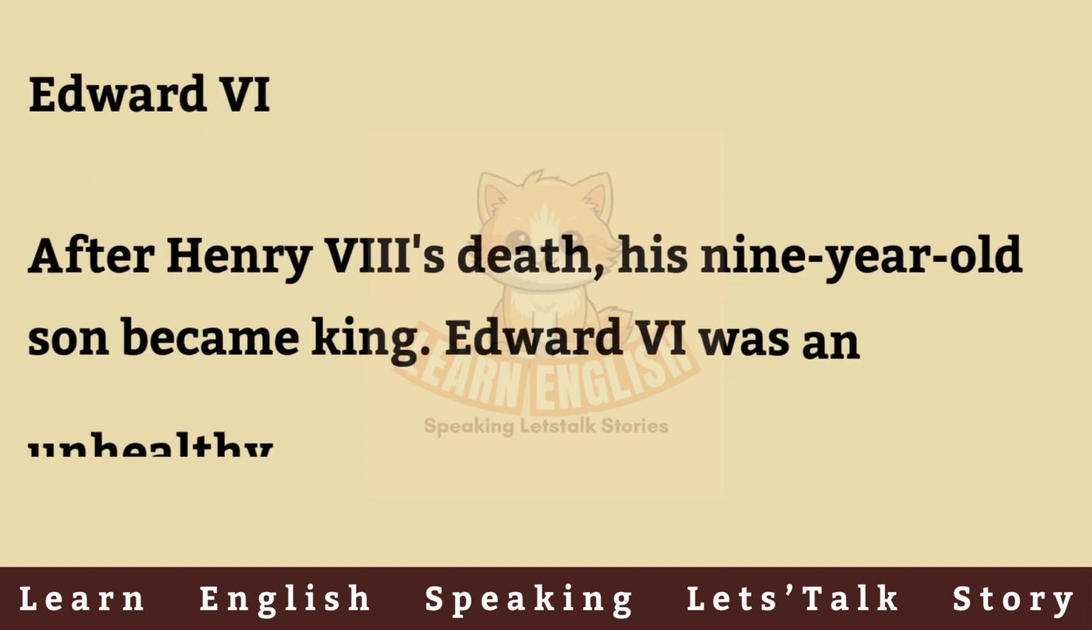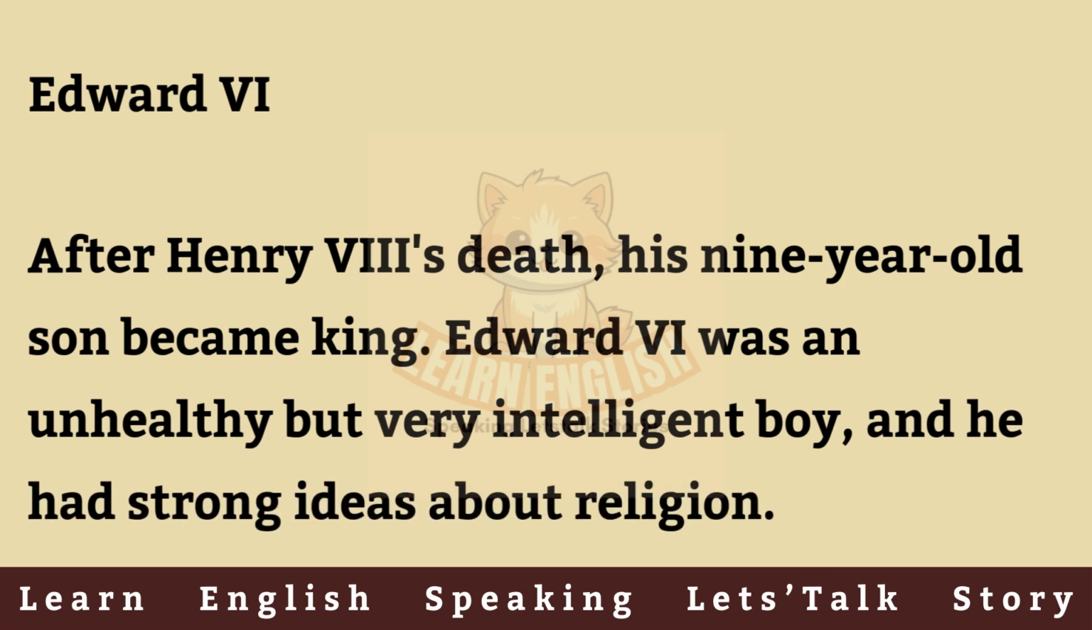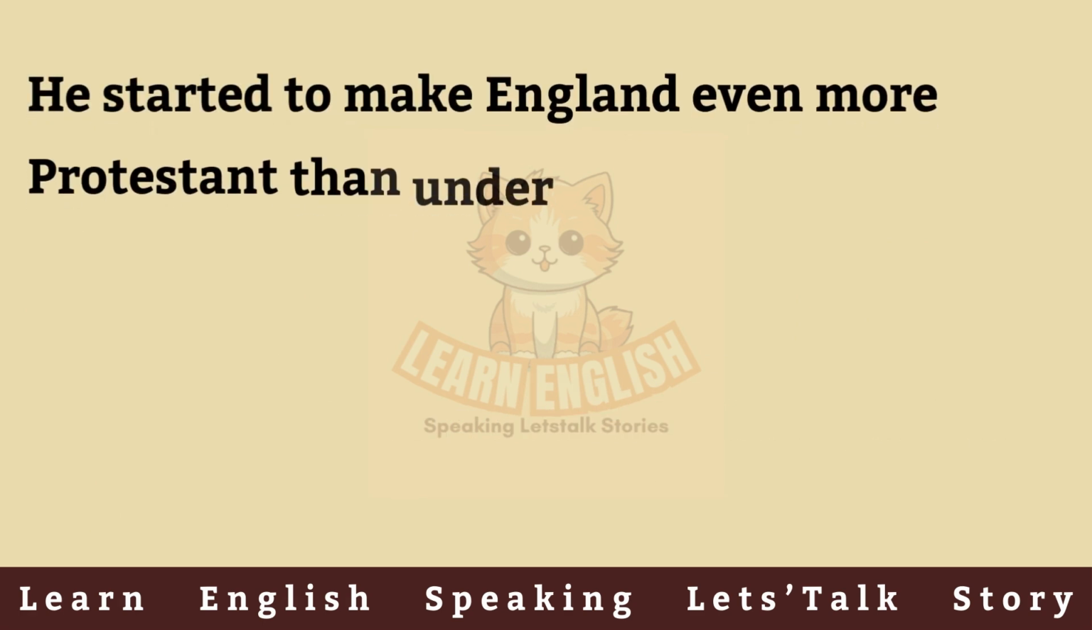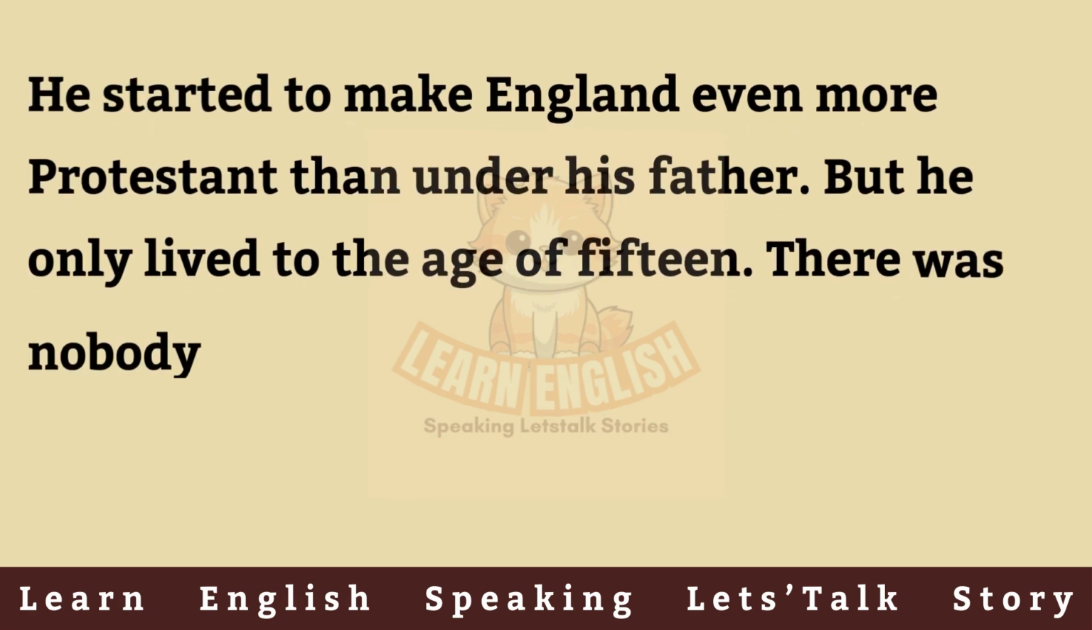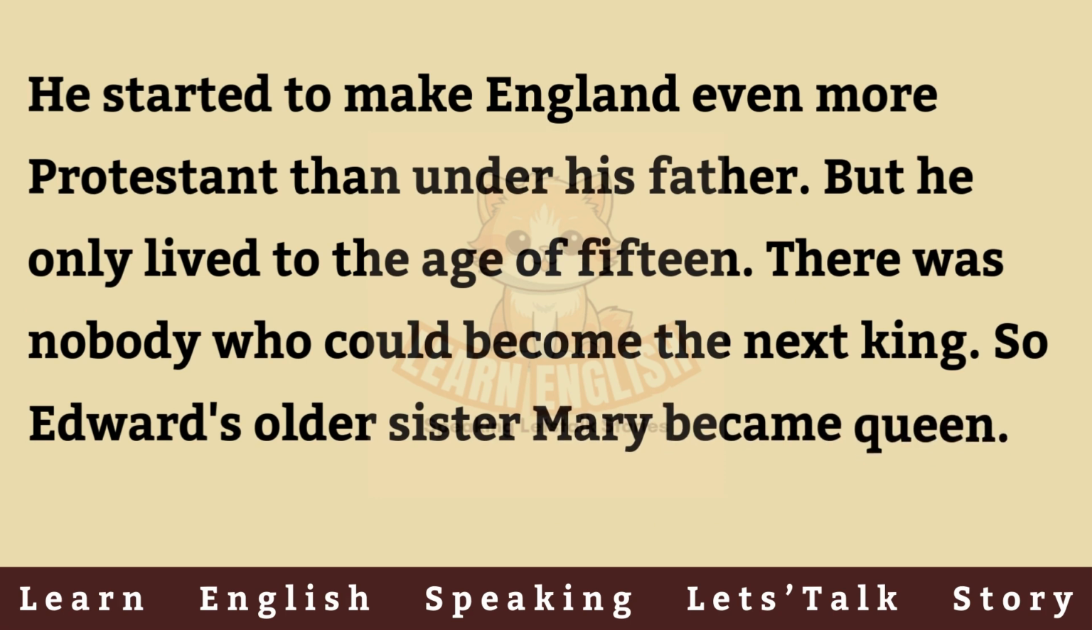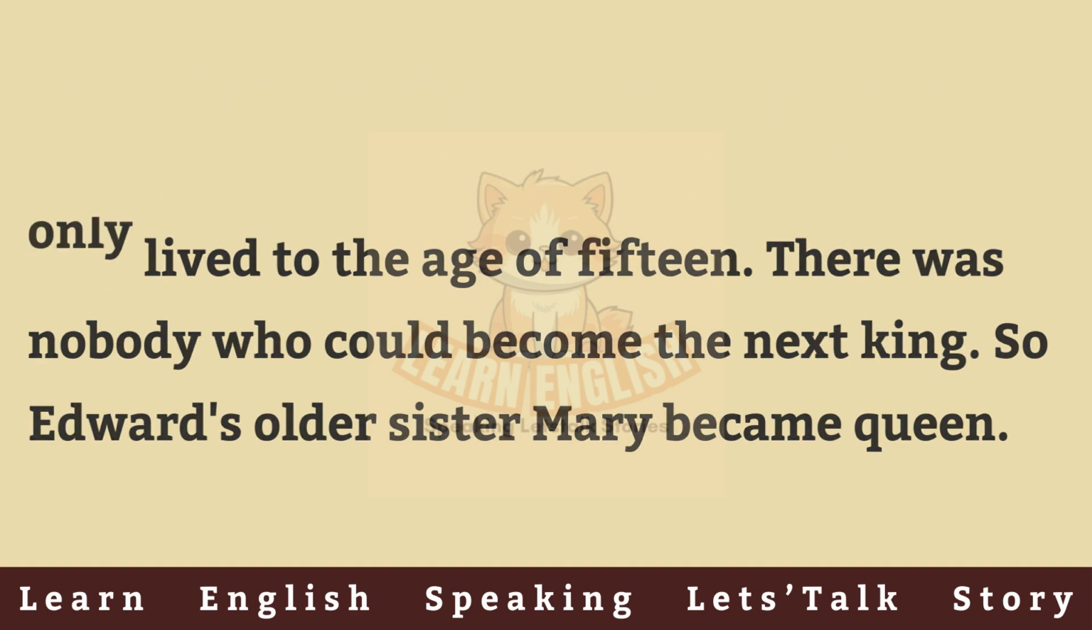Edward VI. After Henry VIII's death, his 9-year-old son became king. Edward VI was an unhealthy but very intelligent boy, and he had strong ideas about religion. He started to make England even more Protestant than under his father, but he only lived to the age of 15. There was nobody who could become the next king, so Edward's older sister Mary became queen.